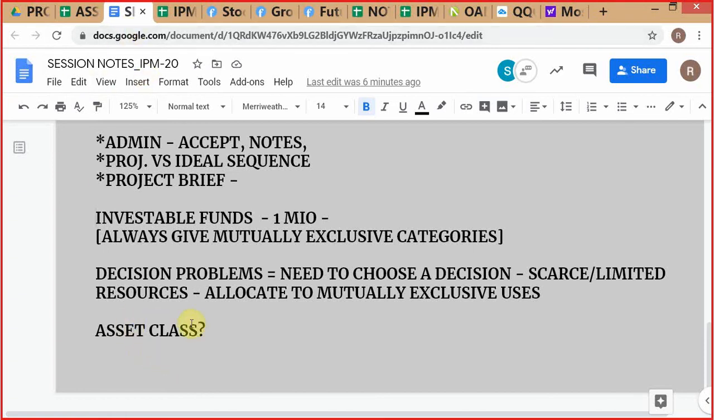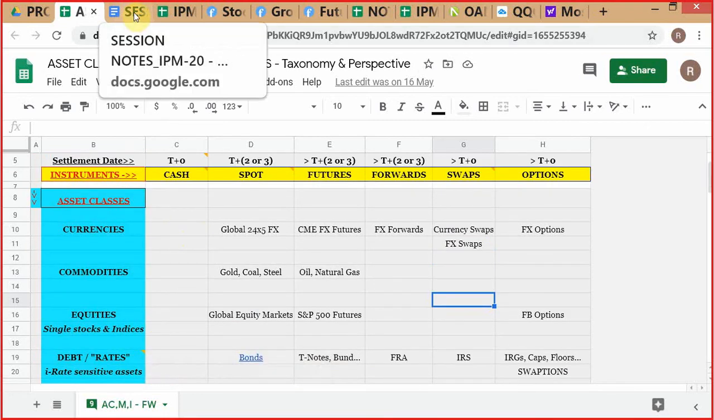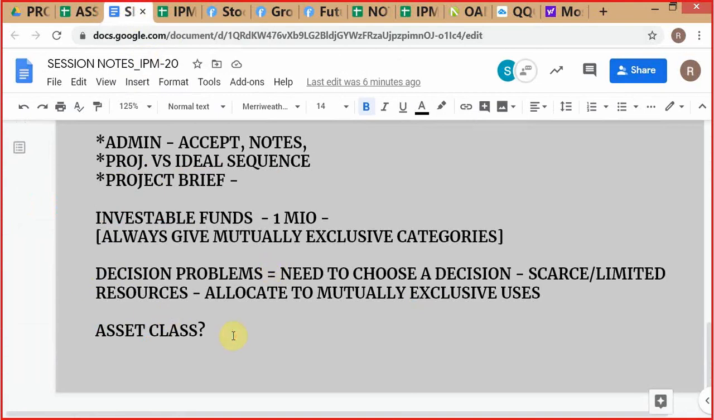All right. So the first decision is, which asset class do I invest this money in? Okay, currencies, commodities, equities, debt, real estate. These are all asset classes, all right? So as far as that decision problem is concerned, we have chosen equities, okay? For this project, we have chosen equities.